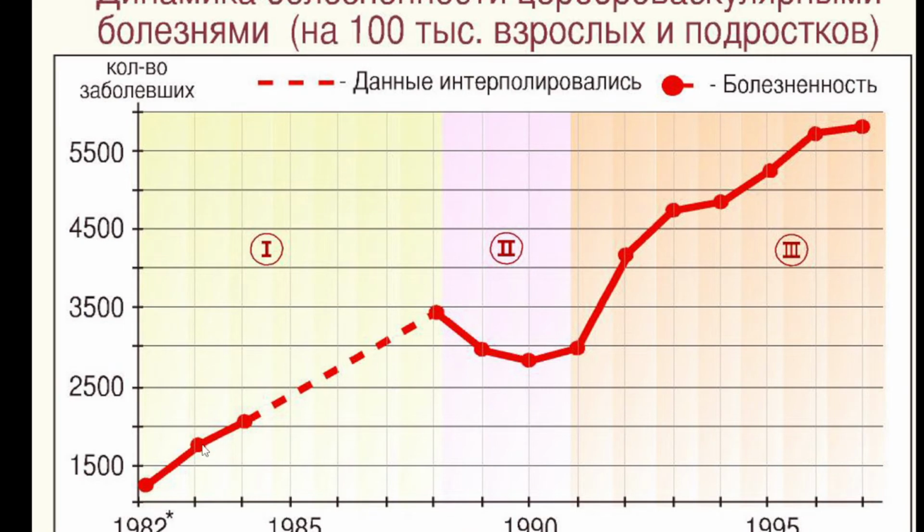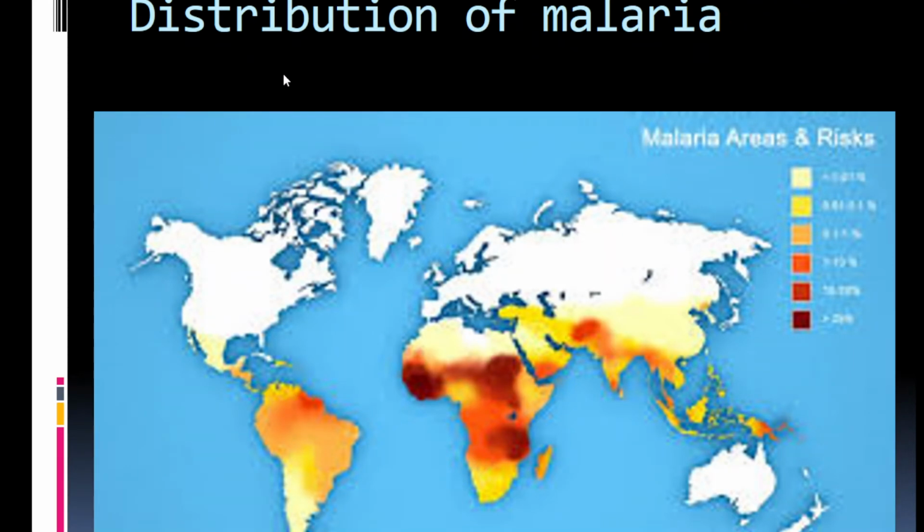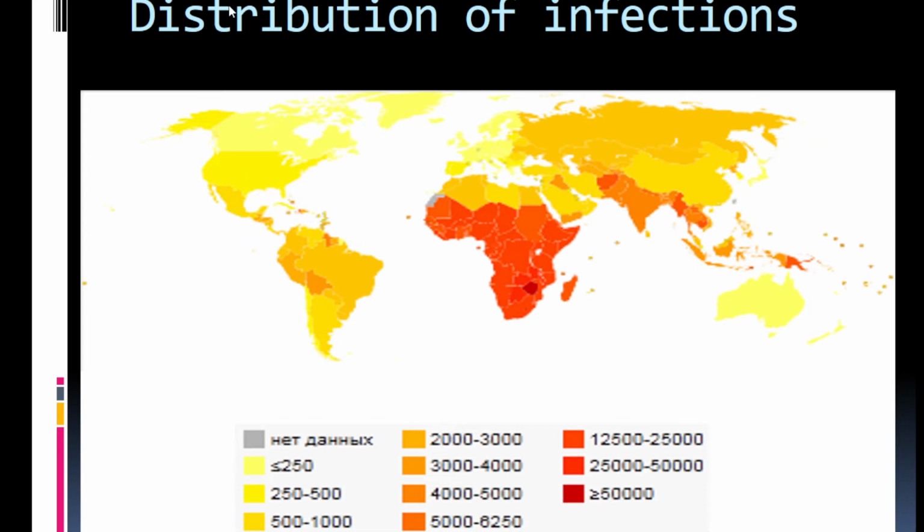Okay, those are the general mechanisms of adaptation. Let's come back to some aspects of adaptation to natural factors and after that to anthropogenic factors. It needs to be said that adaptation to natural factors is a subject of such a science as medical geography. Medical geography investigates the influence of nature on human health and the distribution of diseases in the whole world. For example, here you can see the distribution of infections such as malaria, and you can see regions where this disease is highest and mid, and the distribution of different infections you can see here.